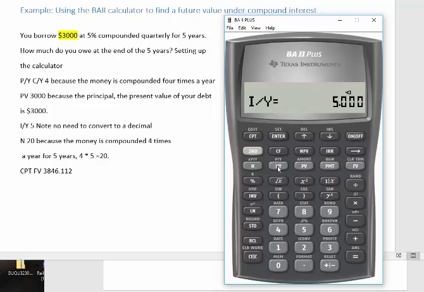5 IY, and then 20 N. All set up, compute, future value. So you can see this is exactly the same as the other calculation we did, except now there's a positive number. It's a positive number.